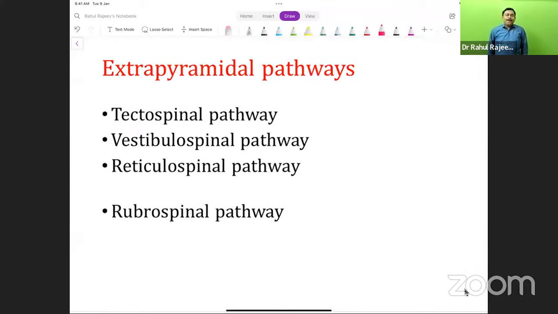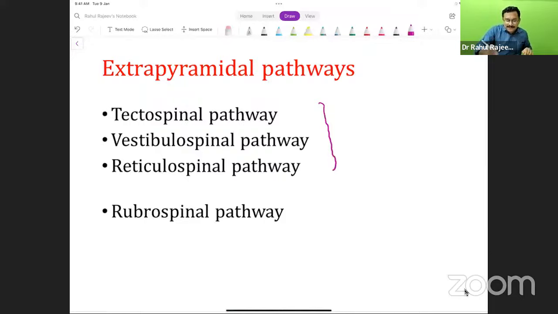Now, my dear students, what are these extrapyramidal pathways? Tectospinal pathway, vestibulospinal pathway, reticulospinal pathway, and rubrospinal pathway. These are the extrapyramidal pathways. Sir, you missed something there? Between 3 and 4, I am seeing a space. Why? Because I left it on purpose.